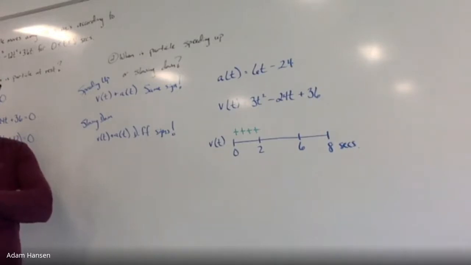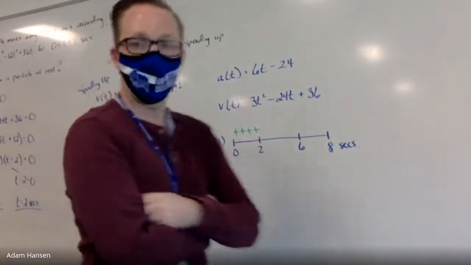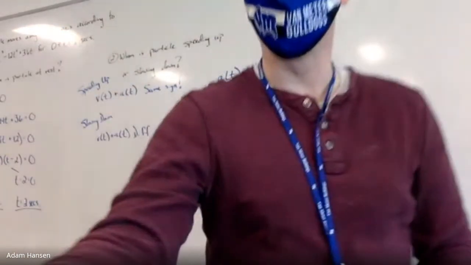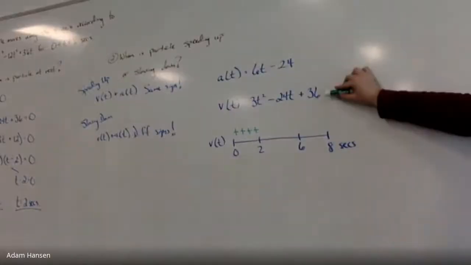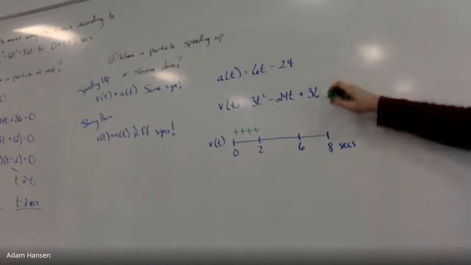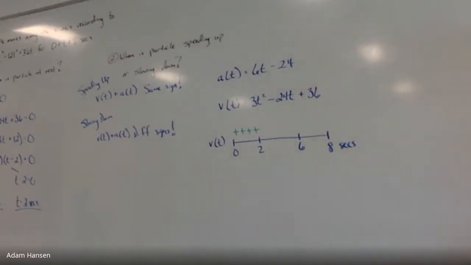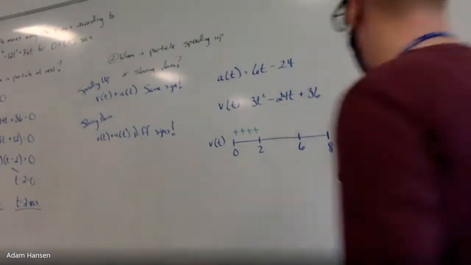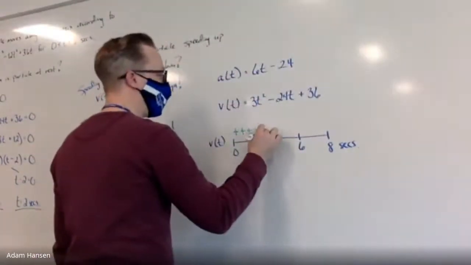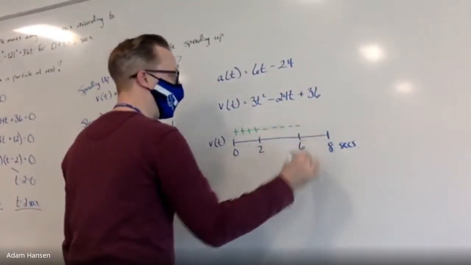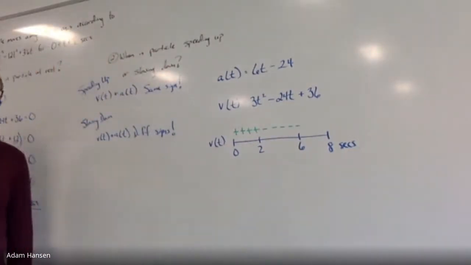Give me a good test value between 2 and 6 seconds. Any number you want between 2 and 6, it does not matter. 4. Let's try 4. Now I might need to grab a calculator here, because we're going to plug 4 into velocity and just see if it's positive or negative. We're testing this interval and seeing what sign velocity has between 2 and 6 seconds. So 3 times 4 squared minus 24 times 4 plus 36. I get negative 12 when I quickly type that in my calculator, which means that the velocity has changed signs, and now it's negative for every time value between 2 and 6 seconds.